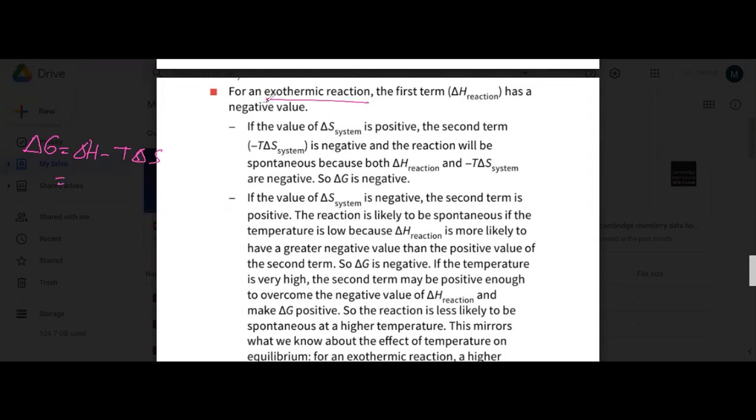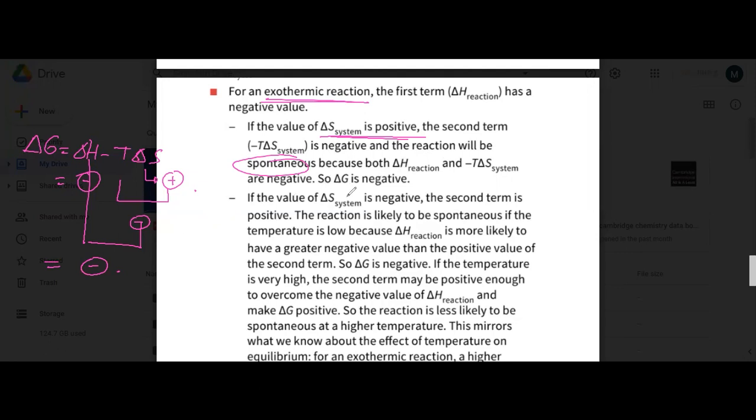So if we have an exothermic reaction, that means delta H is negative, right? If the value of delta S system is positive, the second term, negative T delta S, will be negative, and the reaction will be spontaneous. Why? Because both terms are negative. So the value of delta G is always negative, and that's why the reaction will always be spontaneous.